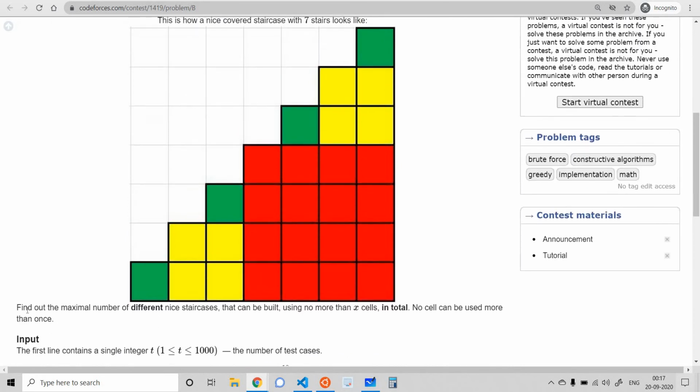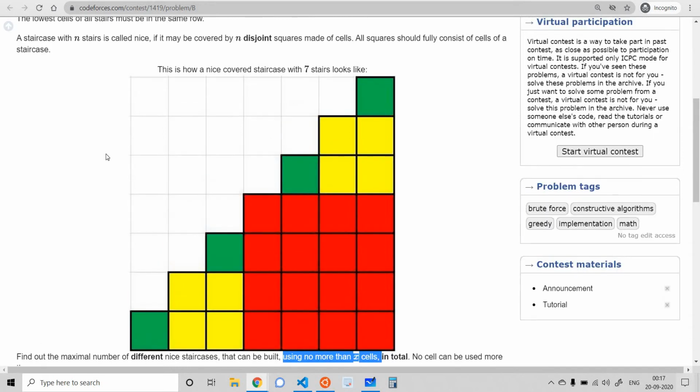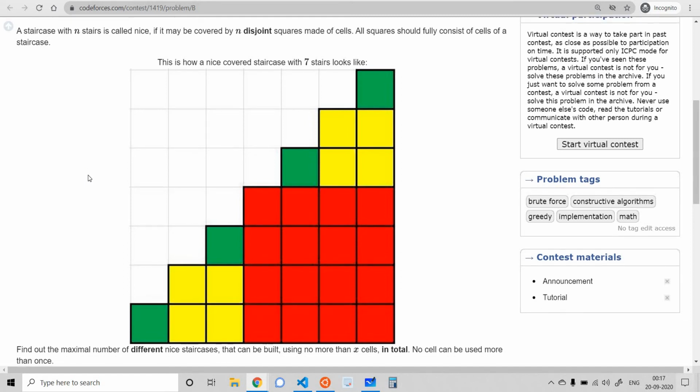And at the end we need to find the maximum number of different nice staircases that can be built using no more than x cells. So this diagram represents a nice staircase having a height of 7, that is, a staircase of height 7. Let's see what they are talking about.